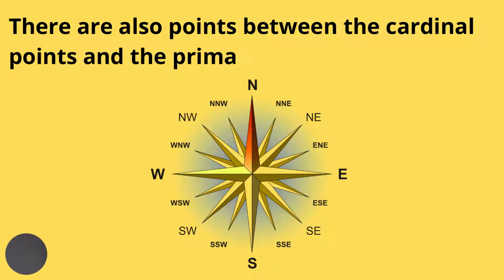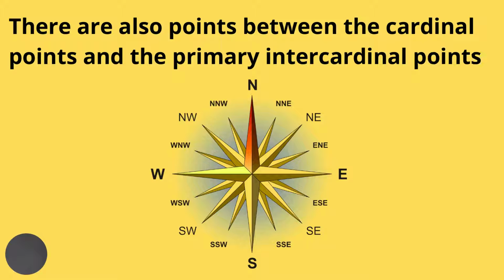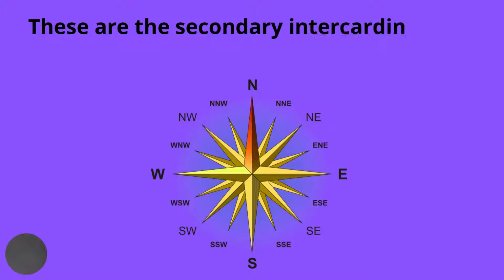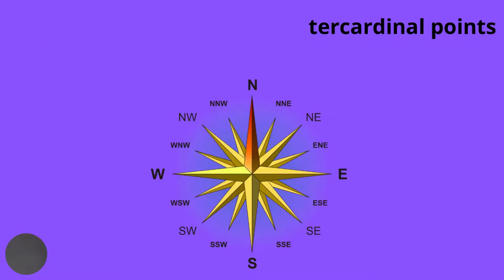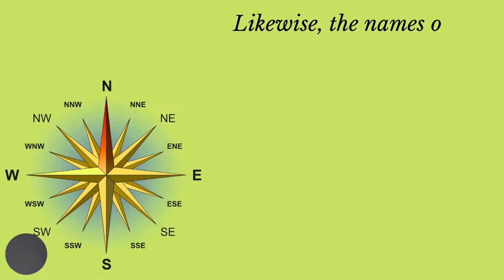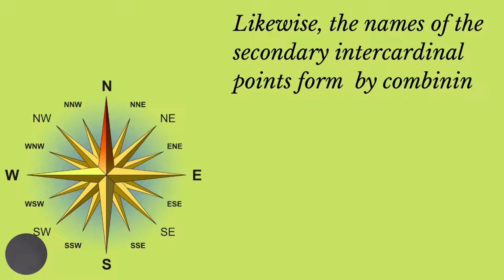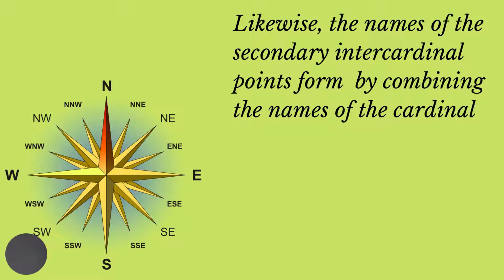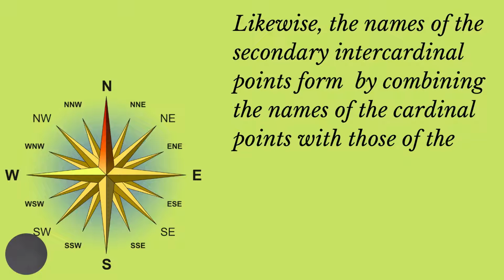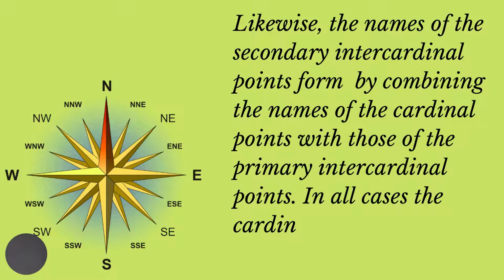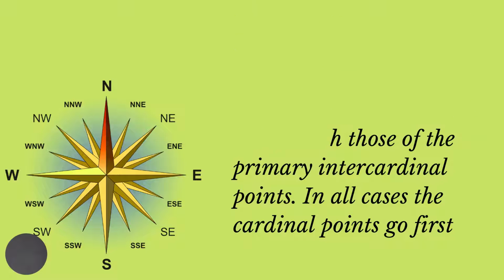Besides the cardinal points and the primary intercardinal points, there are also some other points in between. These are the secondary intercardinal points. The names of the secondary intercardinal points are formed by combining the names of the cardinal points with those of the primary intercardinal points. And when we combine these names, we always place the cardinal points first.